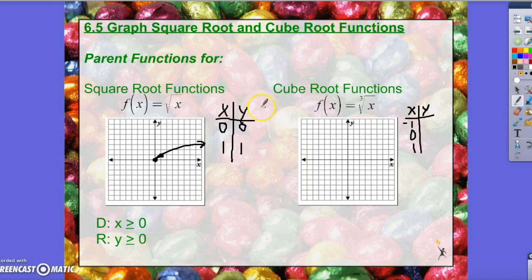All right. So plug in -1. Cube root of -1 is still -1. Cube root of 0 is 0. Cube root of 1 is 1. Let's plot our points.